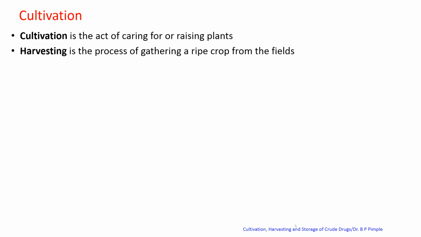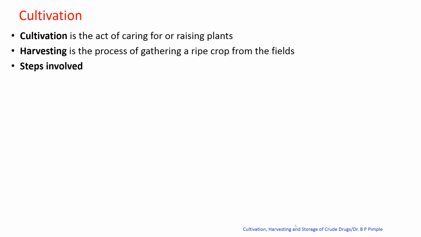And if you are collecting it from wild sources, say for example timber or nux vomica seed, in that case harvesting is not used. In that case collection is the term. Collection is the term used for collecting the raw material from wild sources which you have not artificially sown.